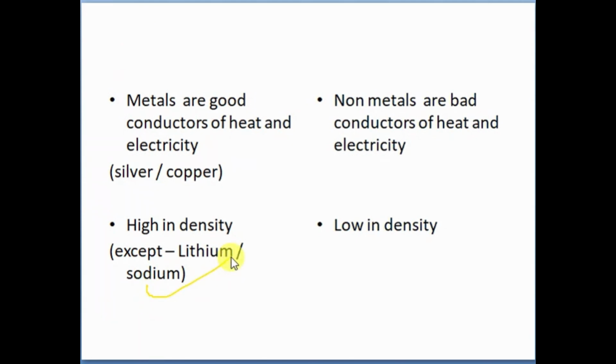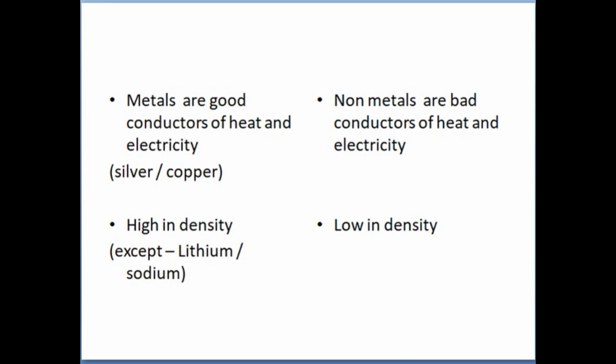We store lithium and sodium, and nonmetals have low density. Okay, now this was the physical property. So till now we have discussed the physical properties of metals and non-metals. Physical property means based on their appearance. We have discussed that they are ductile, they are malleable, they are sonorous.